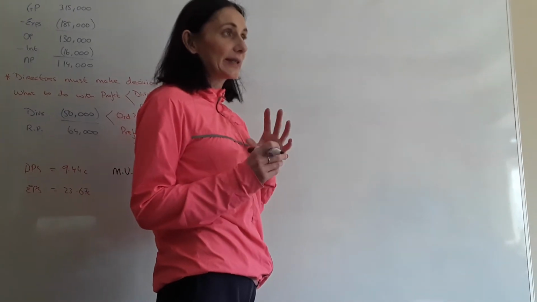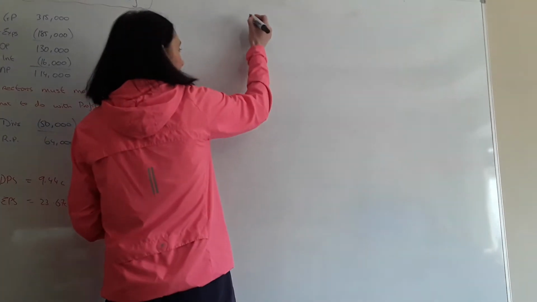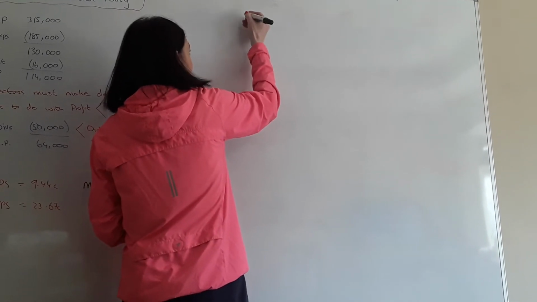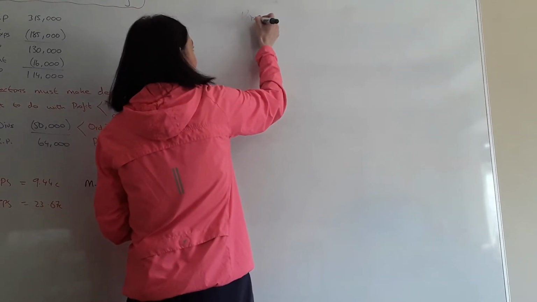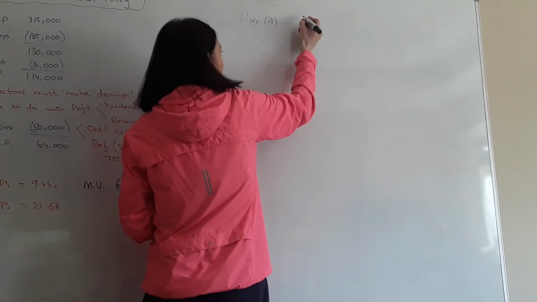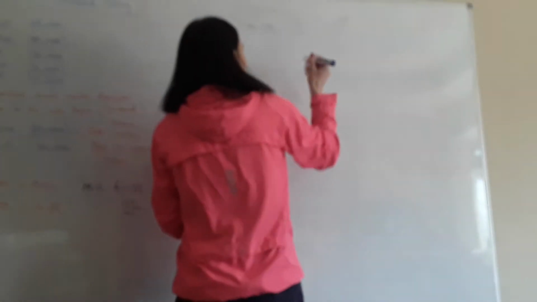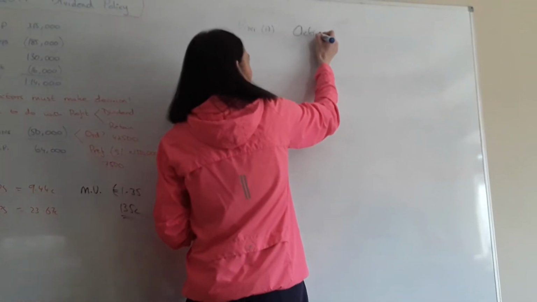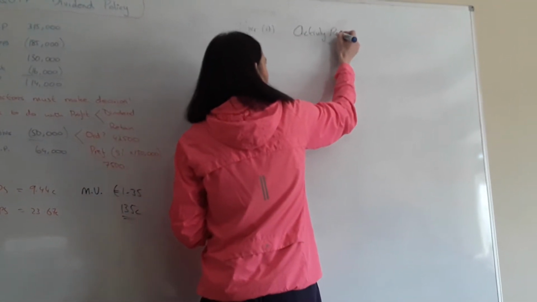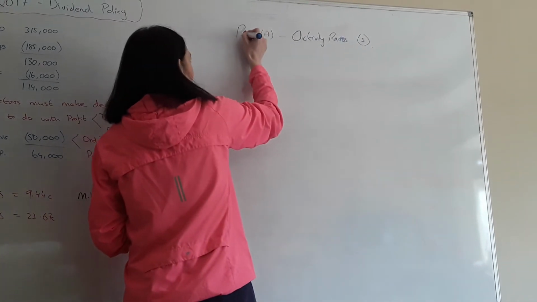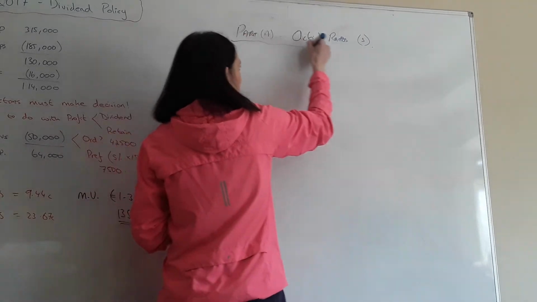Okay, for the 5th years, I want to start another type of ratio. Now this is only in part A. Sorry, this is not working. It's only in part A, and they're called activity ratios.